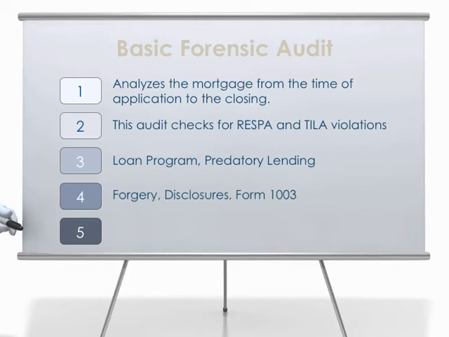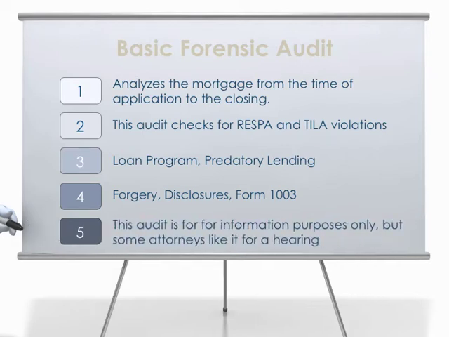We also have forgery. Now, you may hear the term robo-signing. Disclosures. And then there's that Form 1003, which is the loan application we talked about in item number 1. Need to have that. Now, the purpose for this audit is really only for information. We do have some attorneys that love the forensic audit, and they say they could do something with it.